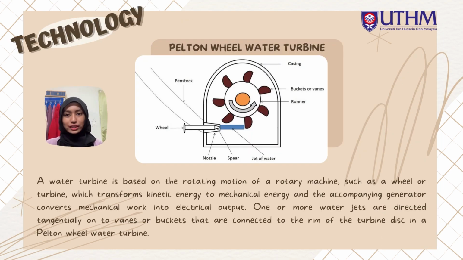For technology, a water turbine is based on the rotating motion of a rotary machine, such as a wheel or turbine, which transforms kinetic energy to mechanical energy, and the accompanying generator converts mechanical work into electrical output. One or more water jets are directed tangentially onto vanes or buckets that are connected to the rim of the turbine, as in a Pelton wheel water turbine.